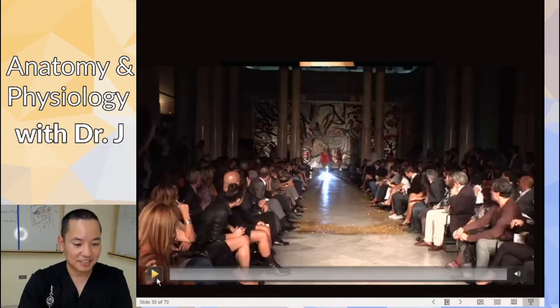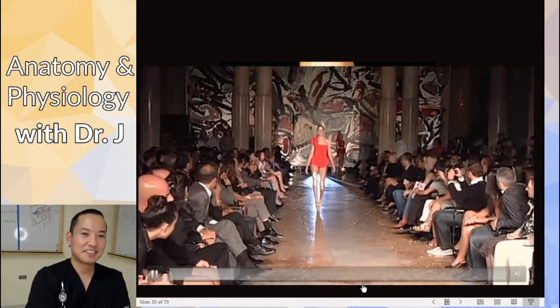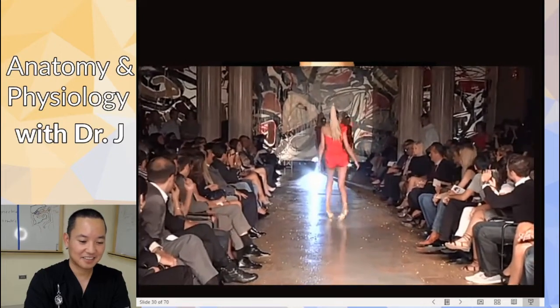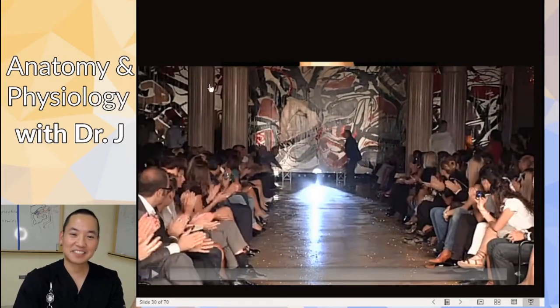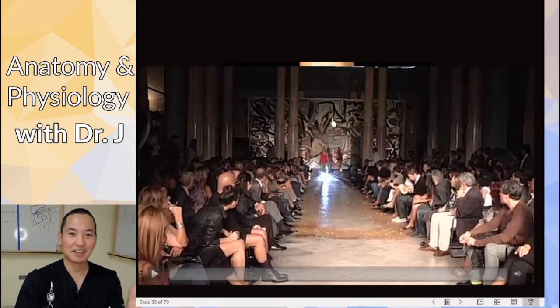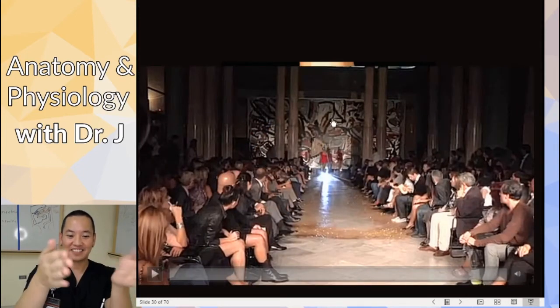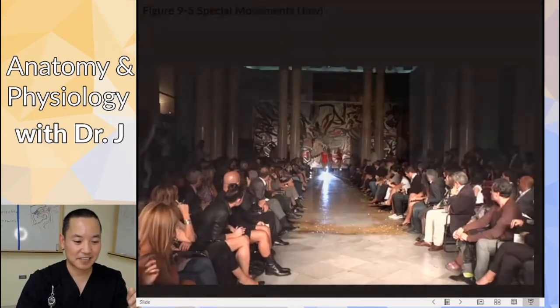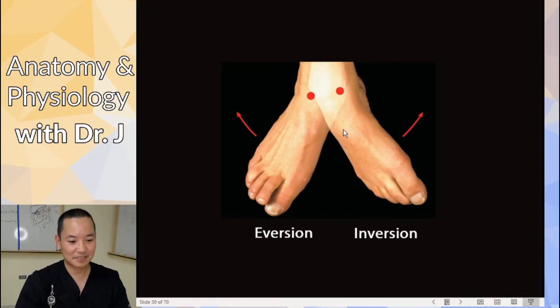So then what about this example? Now pay attention to her ankles. Okay, so what do we see in that example? Notice that her ankles were kind of wobbling left and right, right? So then they were kind of doing this. So there's a special name for that. Yeah, so what's happening is something called inversion and eversion.